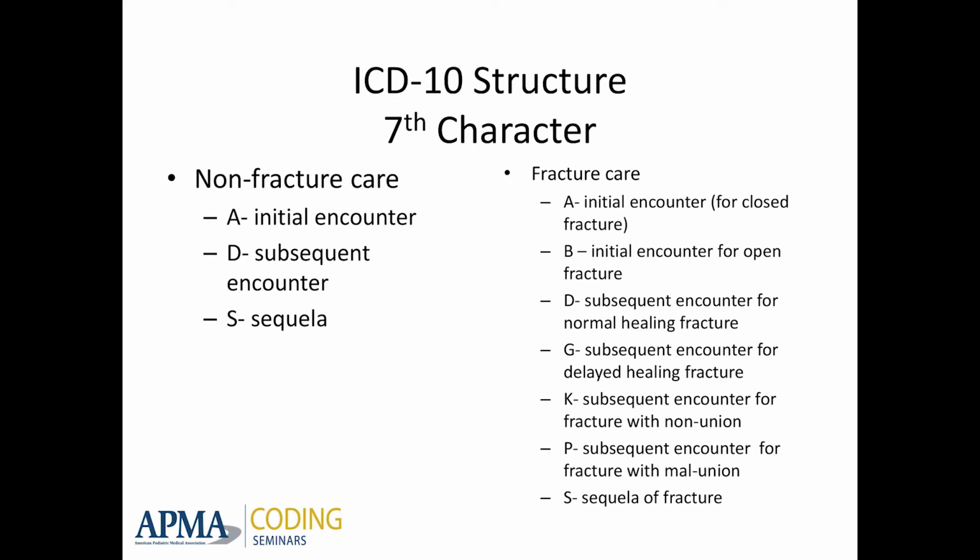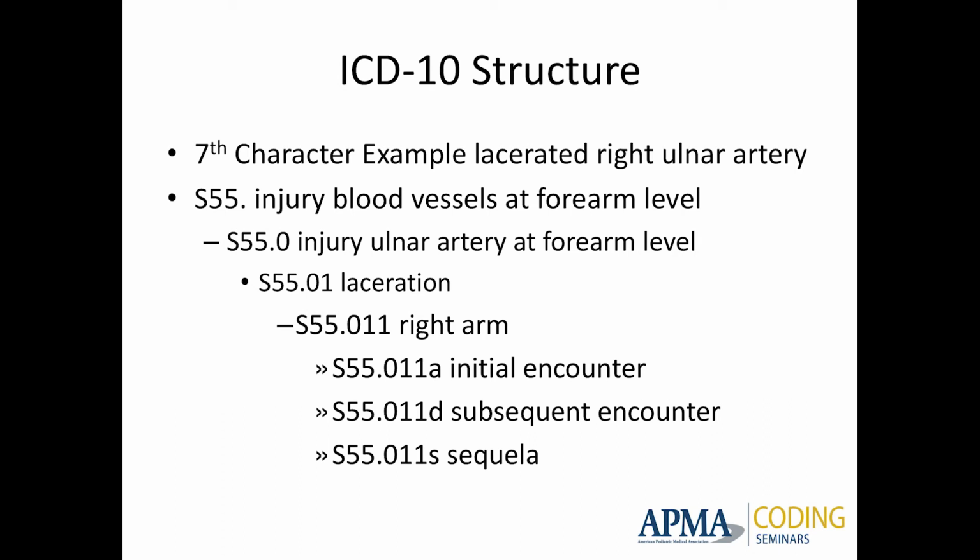So if the patient's got that 5th met fracture and it's just not healing, 3 months down the road, you're going to go back, take them in the operating room and do an ORIF on that 5th met fracture. Then you're going to change to non-healing or delayed healing or non-union or malunion, something like that. 7th character example, lacerated right ulnar artery. That's just an example of how to go out to the 7th character.